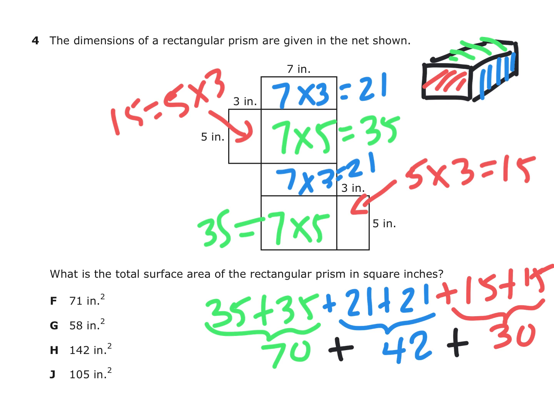30 plus 42 is 72. And then 72 plus 70 is 142. So for number 4, you should get an answer of H. 70 plus 72, it should be 142. And that was the correct answer.